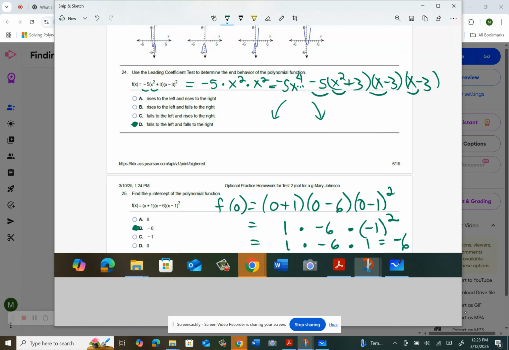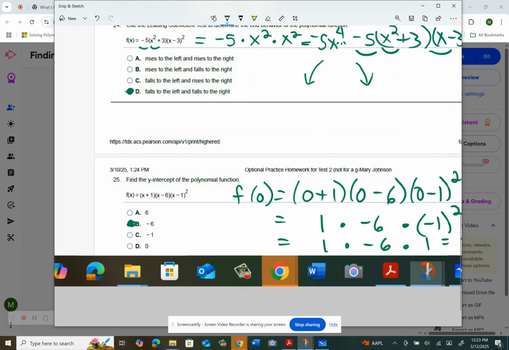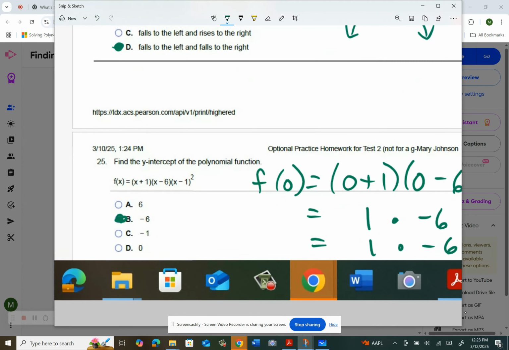You also could have done that one similar to how we get the leading term. You could consider all the last things, so look at all the last numbers. It'd be 1 times a negative 6 times a negative 1 squared, looking at all the ends of these, and then work that out and get negative 6.